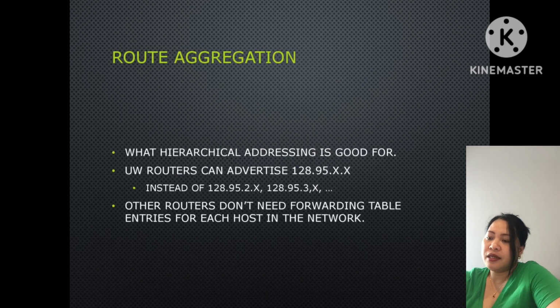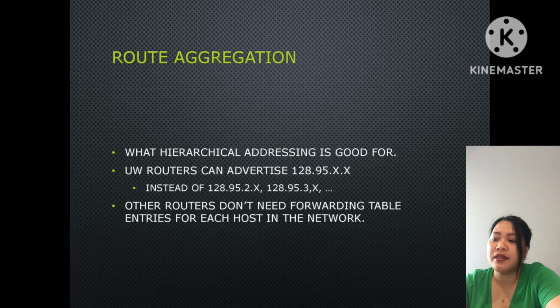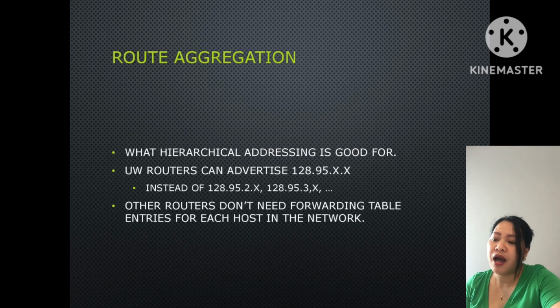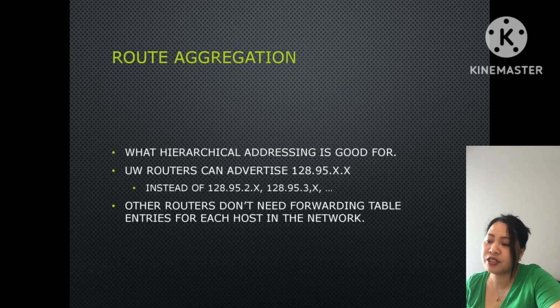Route aggregation: what hierarchical addressing is good for. UW routers can advertise 128.95.x instead of 128.95.2.x, 128.95.3.x, and so on. Other routers don't need forwarding table entries for each host and network.